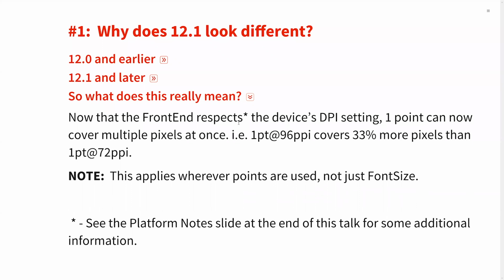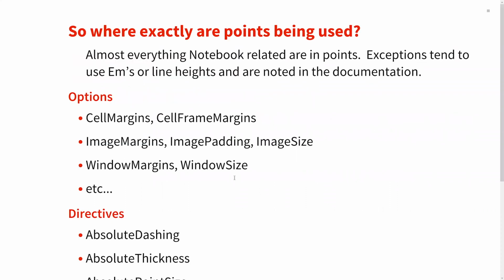This entire slide is talking about font sizes, but that is not the only place where points are used in the desktop front end. And where are those actually being used? Turns out to be just about everything. We have a handful of exceptions, which are in font relative units like EMs or line heights. But for the most part, all the size and margin specs are in points. So if you spec an image size of 40 by 40 and you expect it to be 40 pixels, it's no longer going to be 40 pixels.